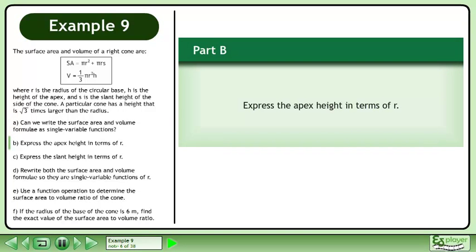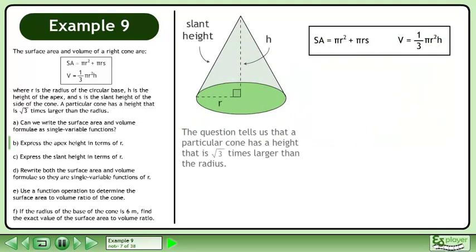In part B, we'll express the apex height in terms of r. The question tells us that a particular cone has a height that is √3 times larger than the radius. This means we can write h equals √3 times r.